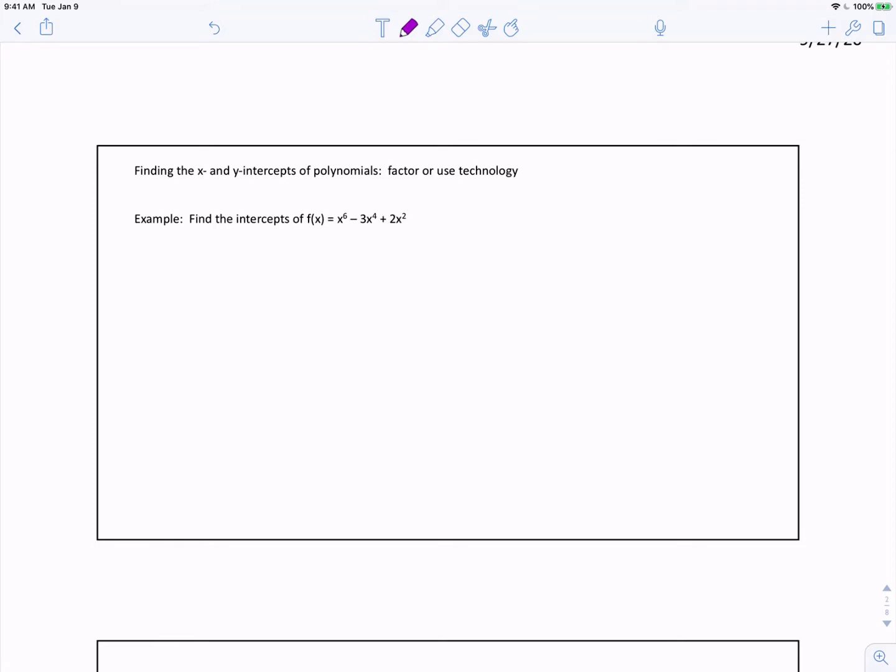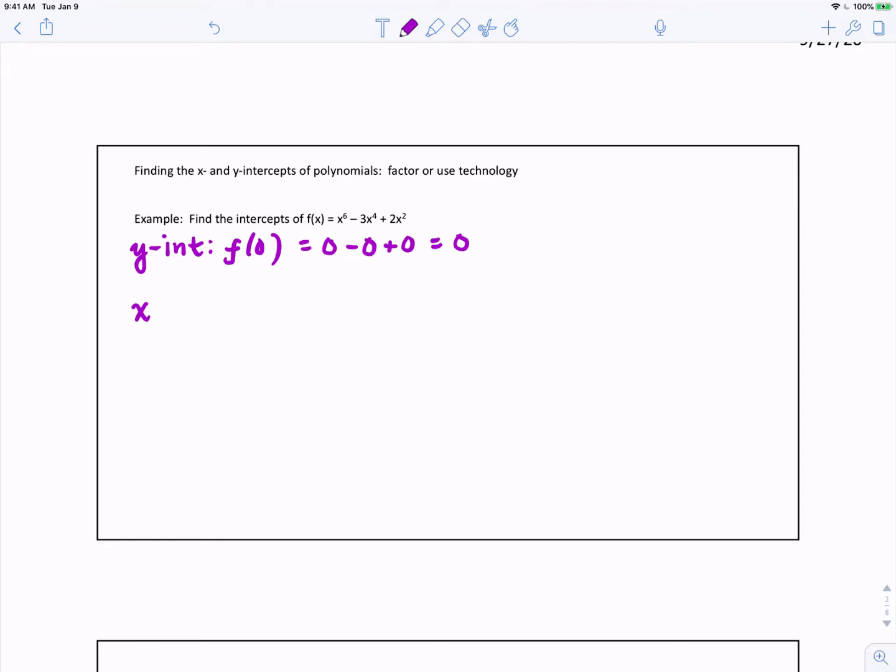I apologize. So find the intercepts of x to the 6th minus 3x to the 4th plus 2x squared. All right. So the y-intercept is always very easy to find. The y-intercept is just f of 0. So f of 0 would be equal to 0 minus 0 plus 0. Oh, well, that's pretty easy. The y-intercept is 0. Now the x-intercepts are a little harder.